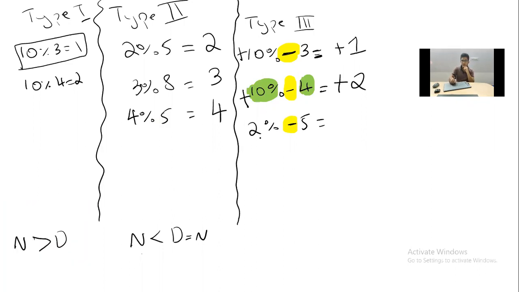After writing 2, I will see what is the sign of the numerator. The sign of the numerator is positive. So I'll be writing plus 2 here.